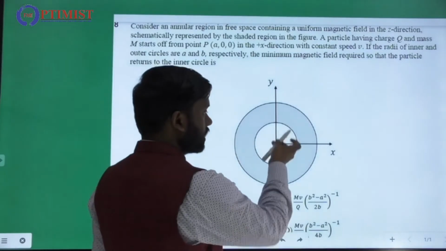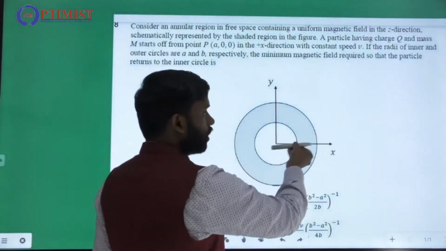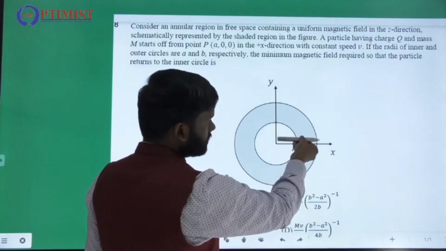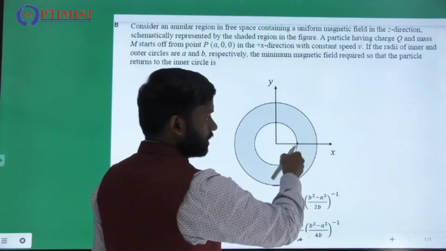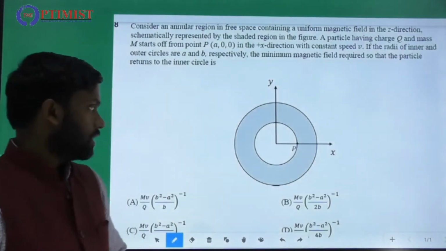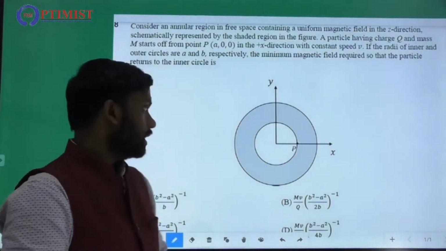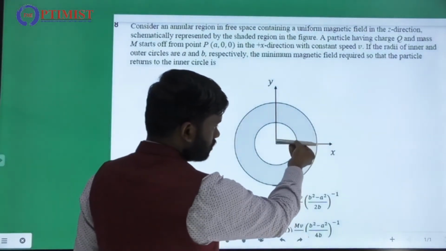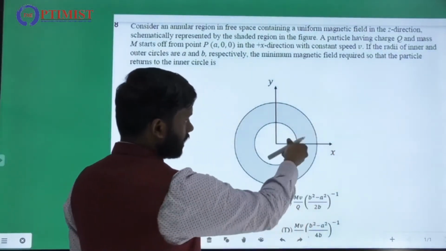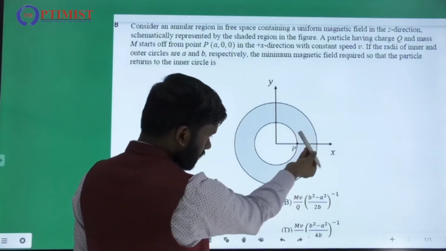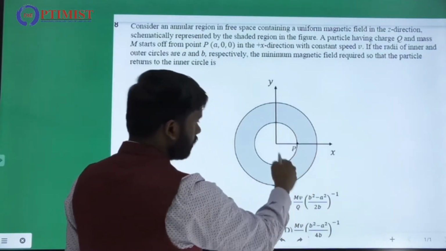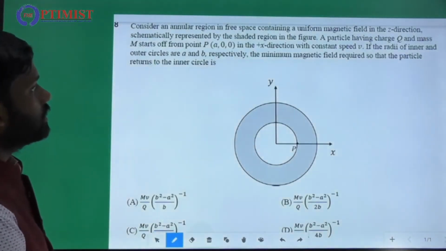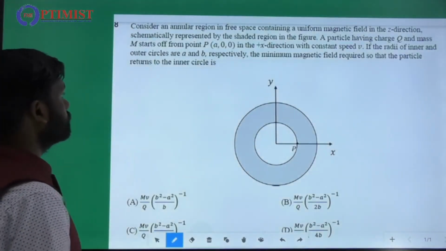So particle is starting from point P, it is moving radially outward in positive x direction. Because of magnetic field, it will turn. Now if magnetic field is small, then radius will be large, because radius is written as r equal to mv upon qB. So if magnetic field is small, radius of the circular path will be large, so particle can go out. So if we increase magnetic field, particle will move in a small circle, so it can turn like this and return to the inner circle. So that's what the question is, minimum magnetic field, so that the particle returns to the inner circle.